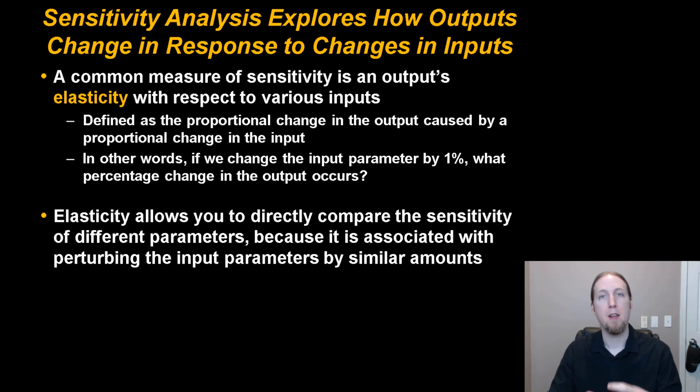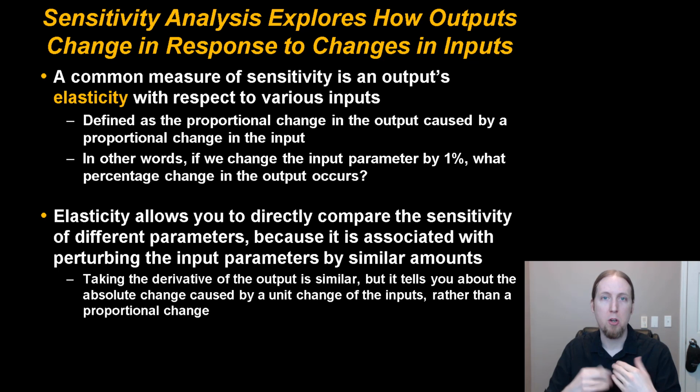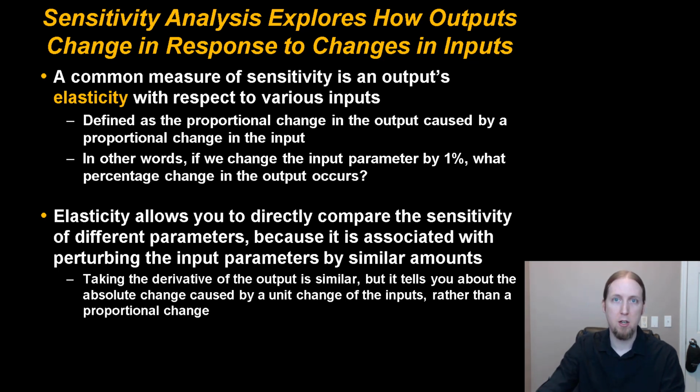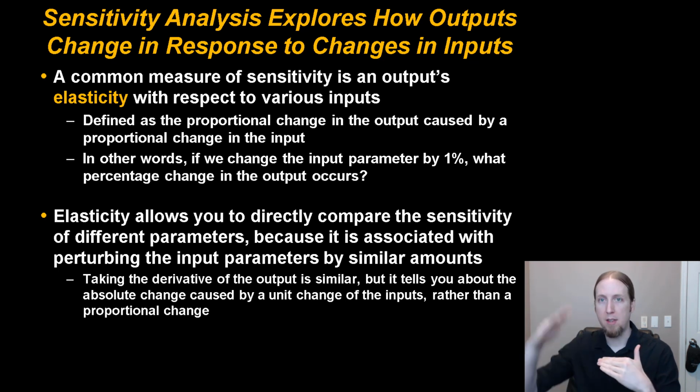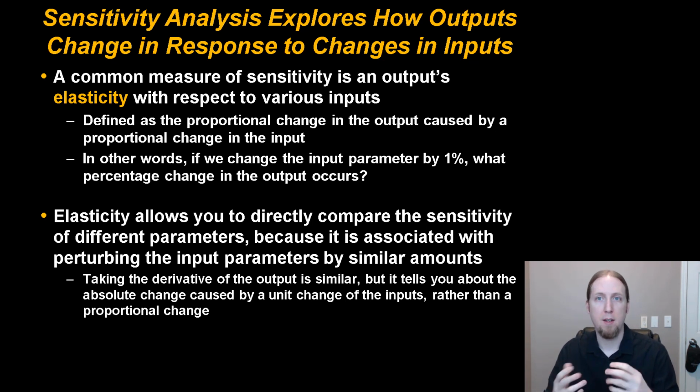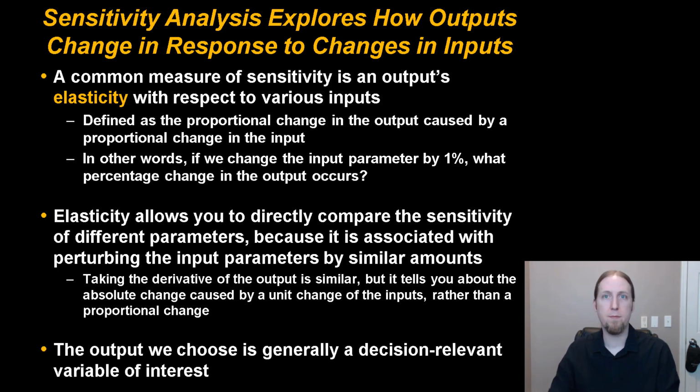Elasticity allows you to make more of an apples-to-apples comparison because it's associated with perturbing that input parameter by a similar amount, proportionally speaking. We could take the derivative of the output if we have an analytic function describing the relationship between the input and the output, but that's going to tell you about the absolute change caused by a unit change of the inputs instead of a proportional change. So if we scale the input and the output proportionally, that is going to give us that apples-to-apples comparison.